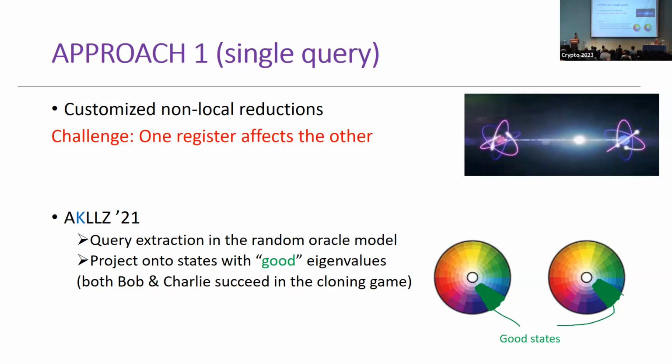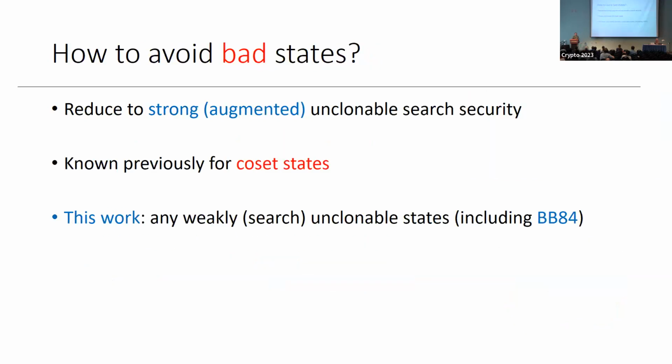So in previous work, what they do is they first project this possibly entangled state onto what's called good states, meaning they have good eigenvalues for both parties. Now, if you can successfully do this, then even if you do something on Bob's register, Charlie will still remain in the good state regime. And how do you make sure this projection succeeds? It involves some techniques I won't go into details of, but essentially what you do is you reduce it to a strong version of unclonable search security, which we call augmented security.